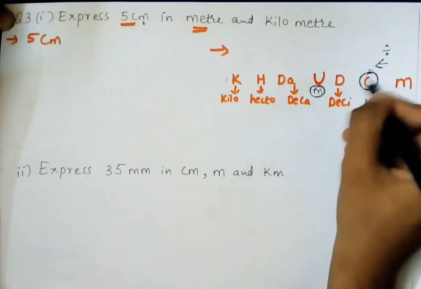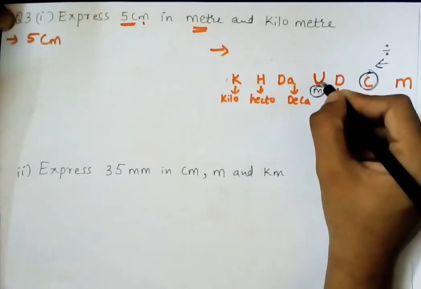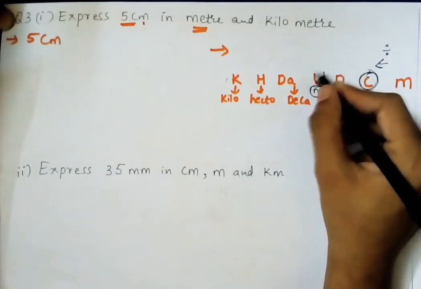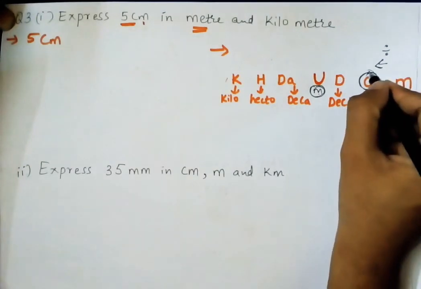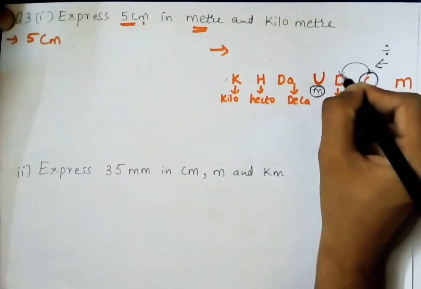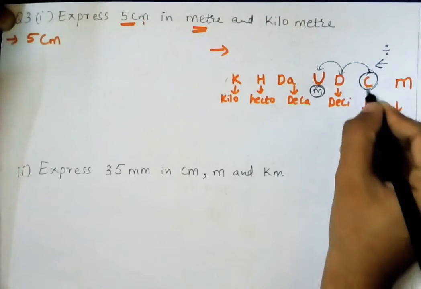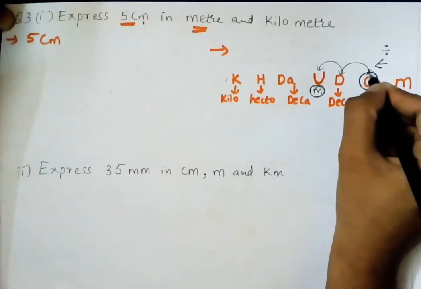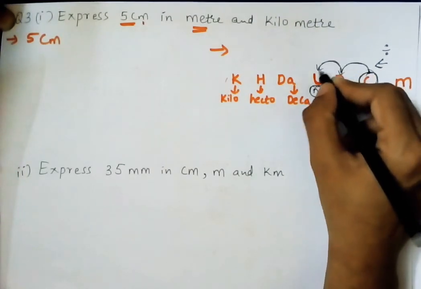So here I have written meter. From centimeter to meter, how many times am I jumping? You need to count the jumps. One jump and second jump. So from centimeter to meter, 2 times jump. One jump and second jump.